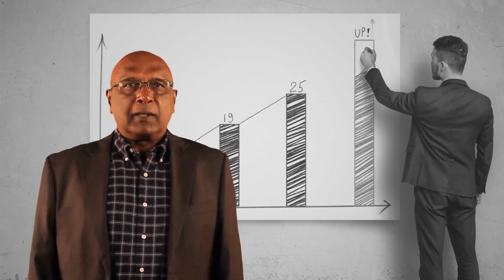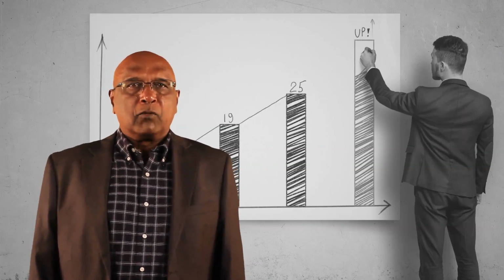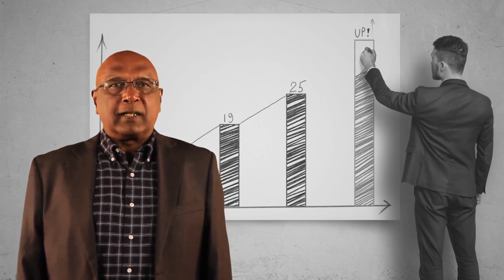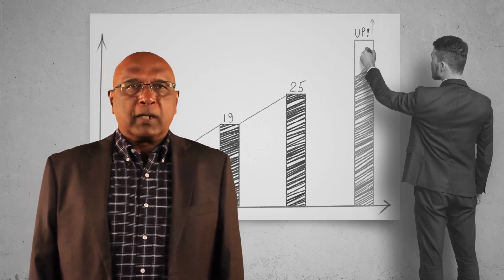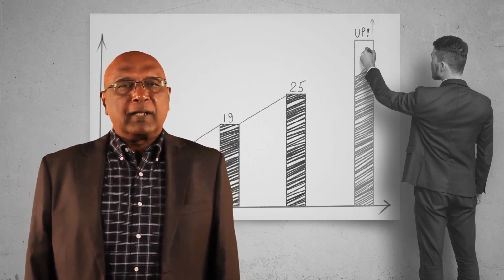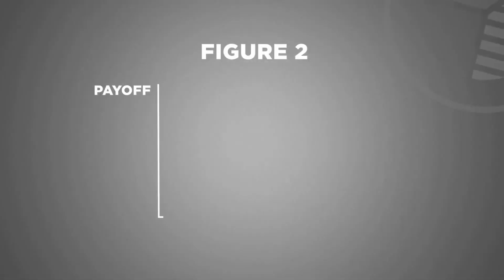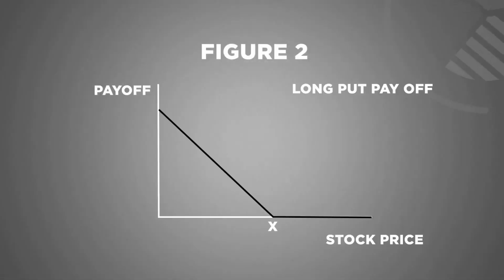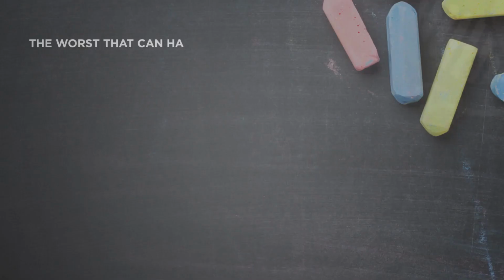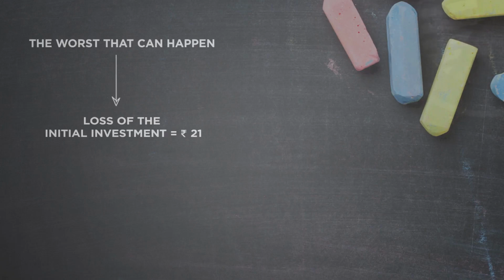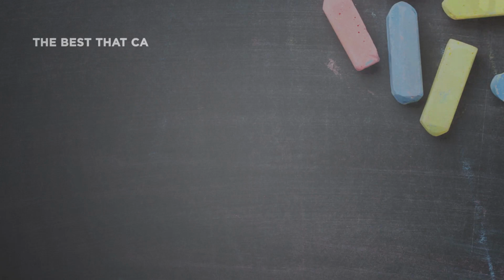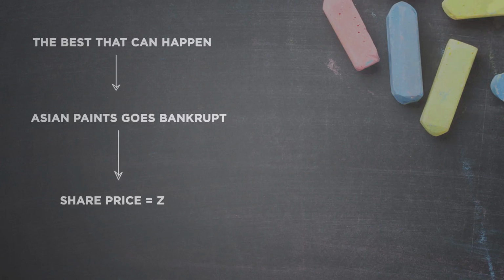We can see here that put holders will benefit when the asset price declines. The payoff to a put holder can be seen to look something like this. The worst that can happen to a put buyer is the loss of the initial investment of rupees 21. And the best that can happen is if Asian Paints goes bankrupt and the share price goes to zero.